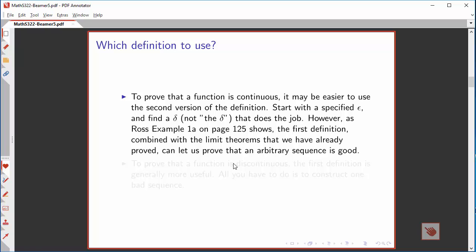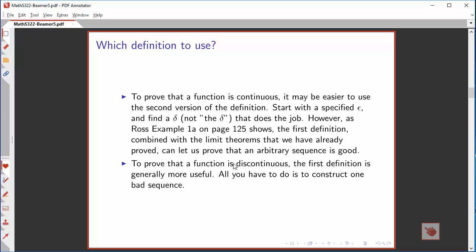However, in talking about limits of sequences, we found that there are lots of cases where, although you can do a formal proof of the limit using epsilon and finding a capital N, it's frequently much more efficient to use all the limit theorems that we've proved, and the same thing is true for continuity. If you're trying to prove that a function is discontinuous, the no bad sequence definition is the way to go, because all you have to do is construct one bad sequence.